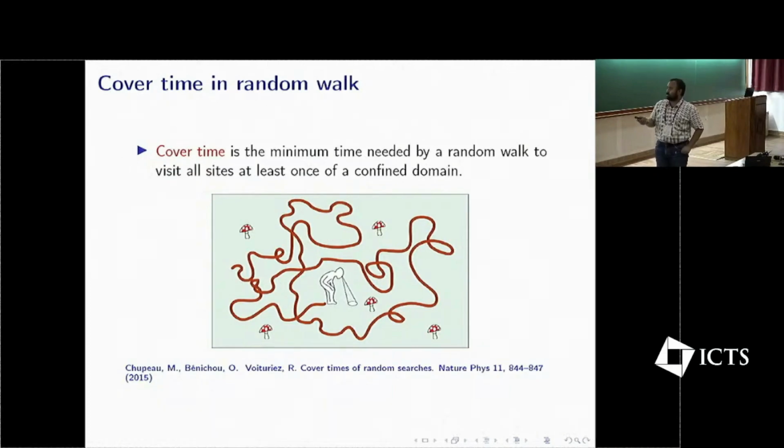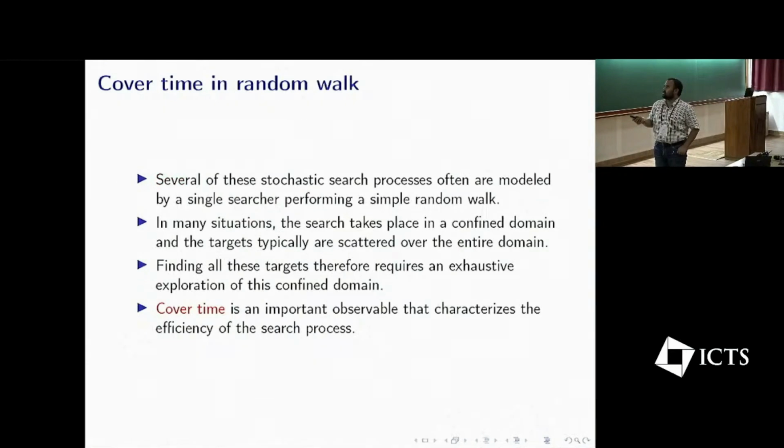This is basically taken for a three-dimensional framework. Cover time in several stochastic search processes is often modeled by a single searcher problem for a simple random walk. In many situations, the search is in a confined domain with multiple targets, and these targets are scattered over the entire domain. Finding all these targets requires an exhaustive exploration, and as I told, our aim is how to minimize that search process.